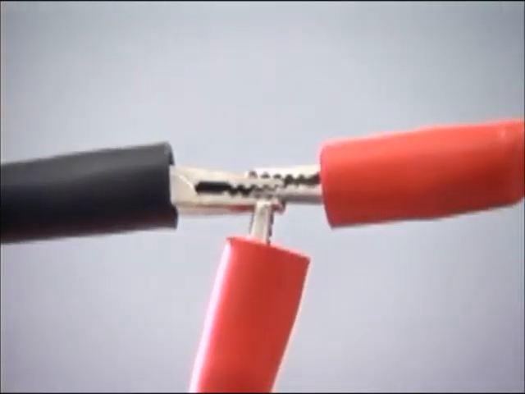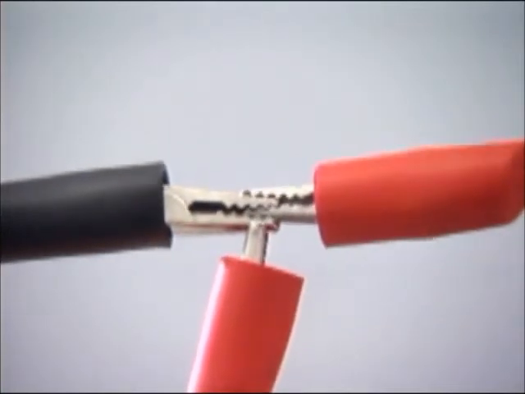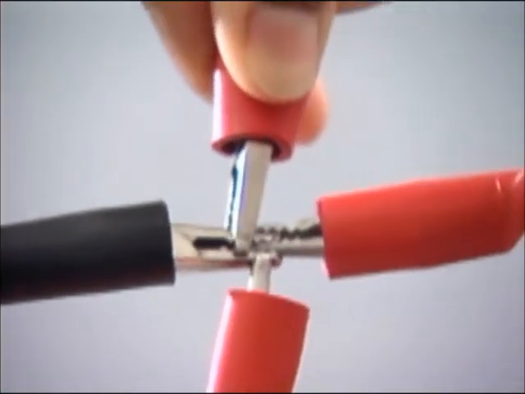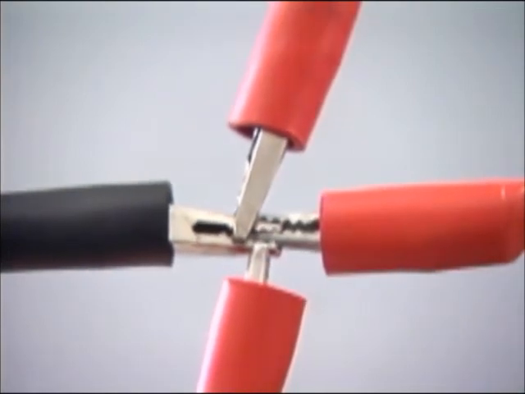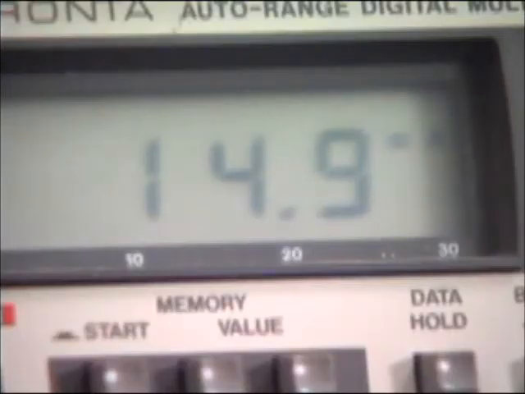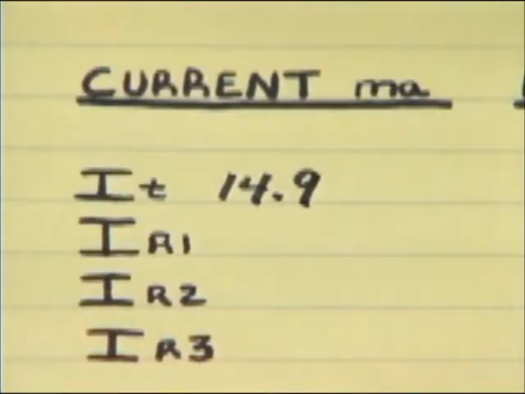Next, connect the red ammeter clip lead to the junction between the total current ammeter black lead and ammeter branch 1 and 2 red leads. Turn the DC power supply back on. Look at the ammeter for total current. It's reading 14.9 milliamps. Record this for IT.